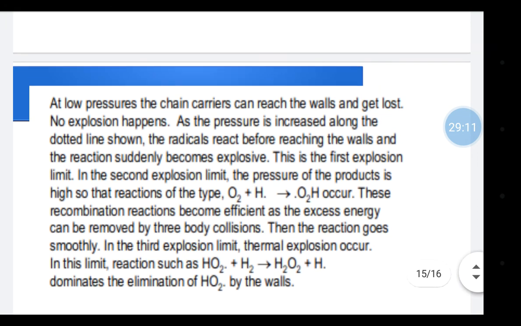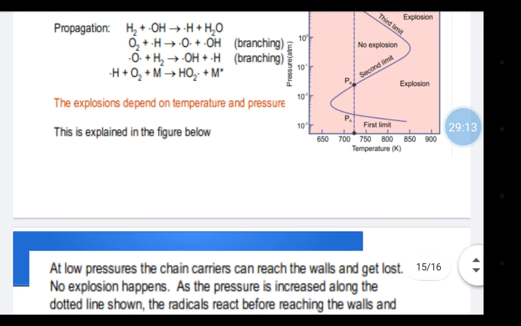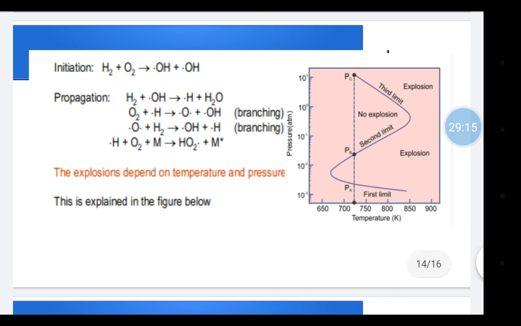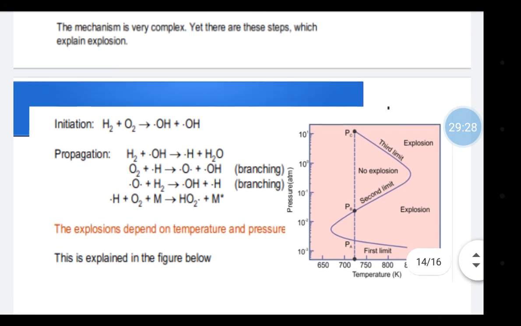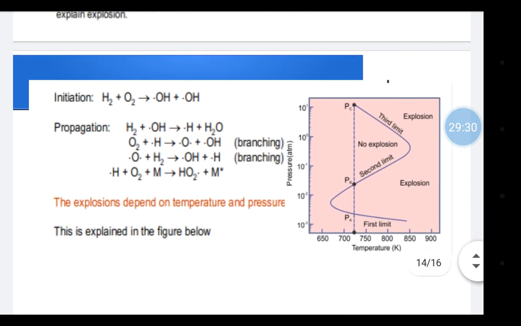This is the hydrogen oxygen reaction. We'll discuss this hydrogen oxidation in coming lectures. For the time being, in order to understand what explosion and explosion limits are, this is enough.